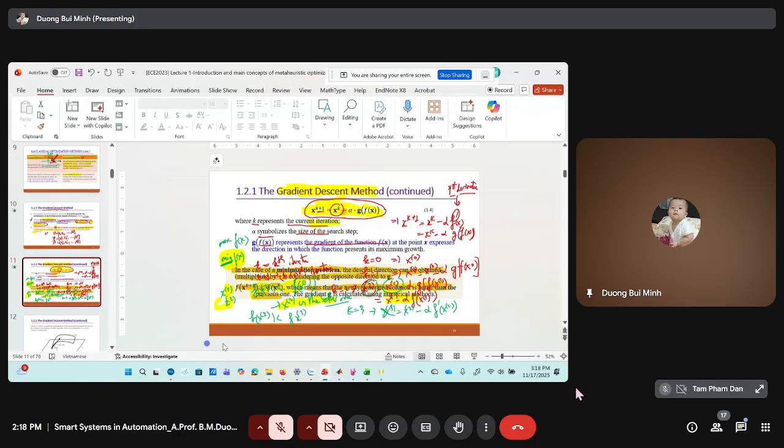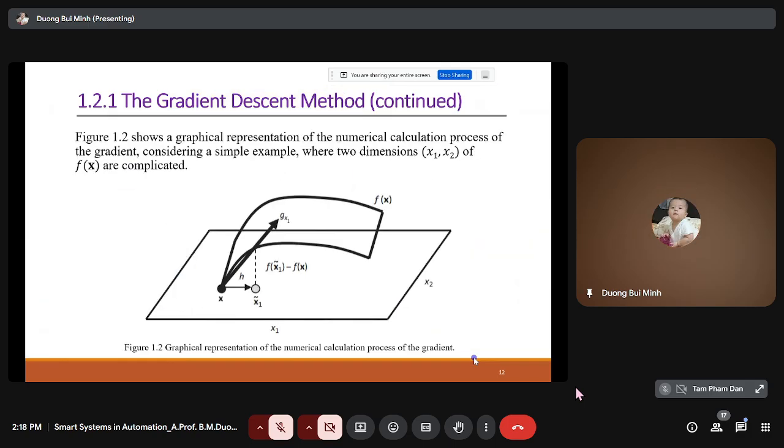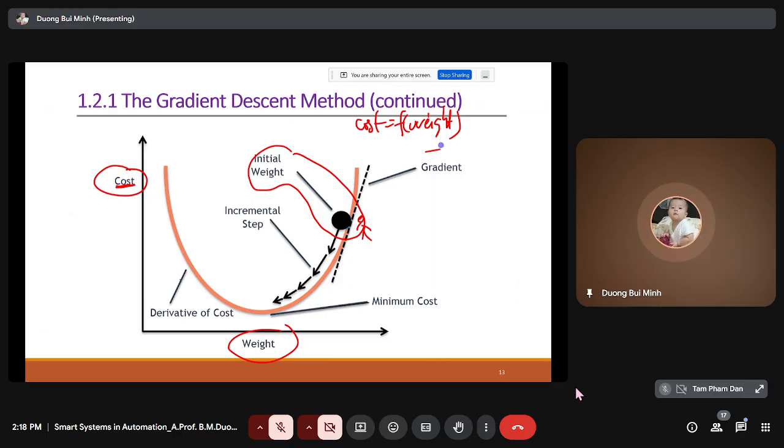Now come back. Okay, so yes, this one. Okay, look. At the beginning, we are here, and this is the cost function. Cost is the function of what? Of weight. So we are looking for the minimum cost.